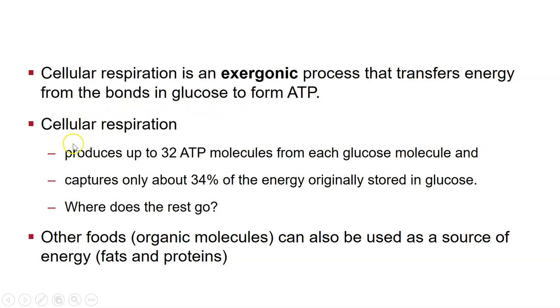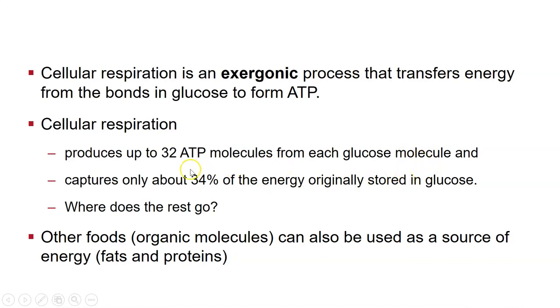Okay, cellular respiration. Its purpose is to produce ATP. We produce up to 32, on average about 32, molecules of ATP for every molecule of glucose we're able to oxidize fully to carbon dioxide. Now the energy locked away in glucose, the energy that we harvest to generate 32 molecules of ATP, only uses up about 34% of the total energy in the bonds that hold the atoms that make up glucose together.